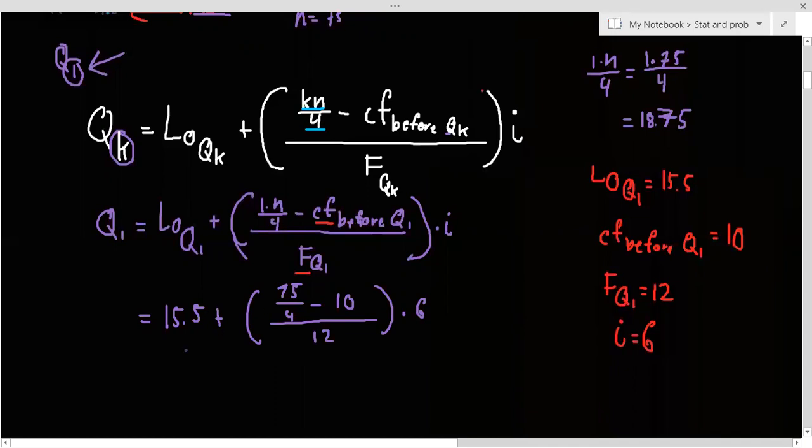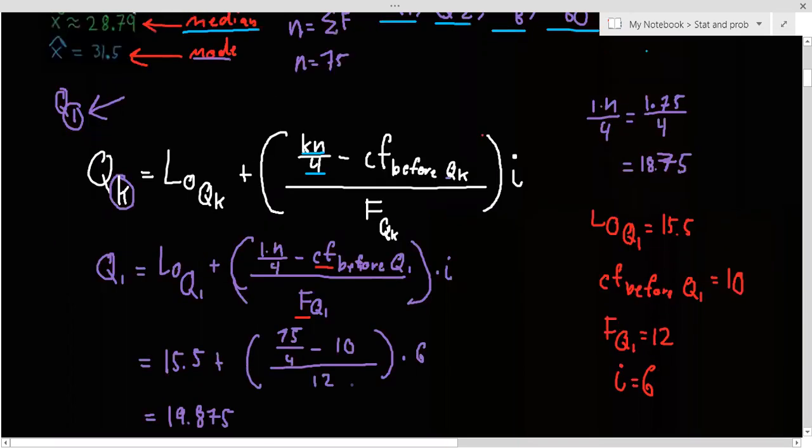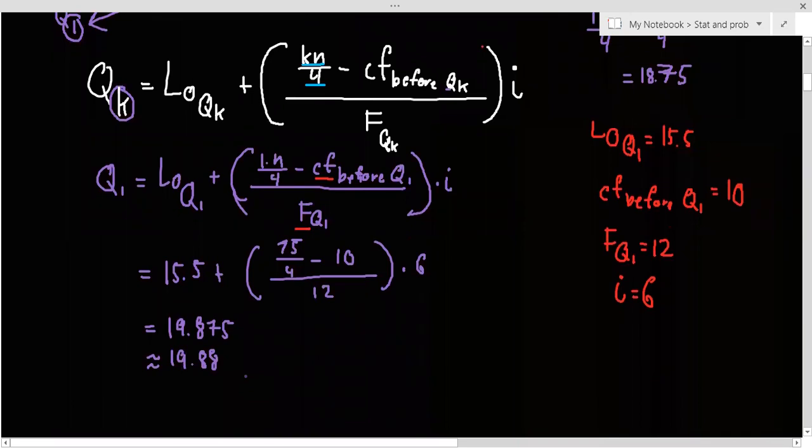So now we can use the calculator here. So ang value makukuha natin dito ay exactly 19.875. Or we can approximate this one into 2 decimal places, maging 19.88. Ayan na siya. So yan yung maging sagot natin sa first quartile. Okay? So now, let's try to find the second quartile.